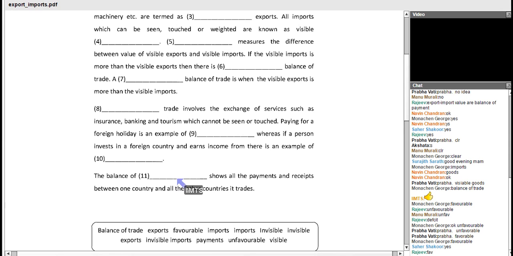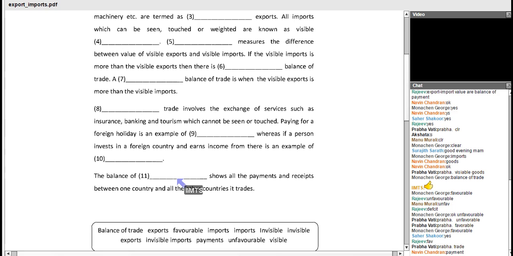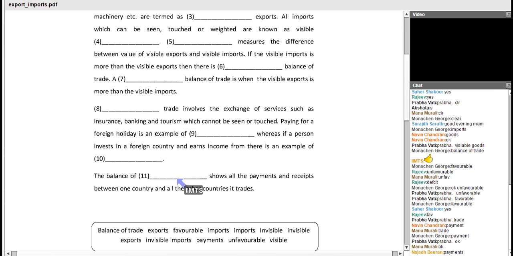Okay, the next one. The balance of dash shows all payments and receipts between one country and other countries in trade. Balance of dash. I discussed it just a few minutes back. Balance of trade. Is that right? No, Prabha, it's not right. It's balance of payment. Manu, it's balance of payment. Trade is when we include only the visible items, and payment includes the invisible items also.